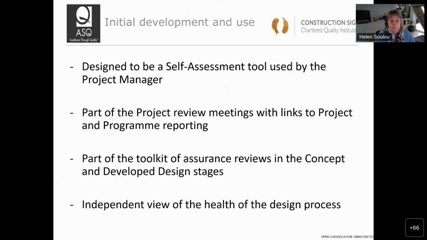With my current knowledge and working now in assurance, I'm thinking that this tool could also be used as part of a toolkit for assurance reviews in these stages, and it can provide an independent view of the health of the design process.